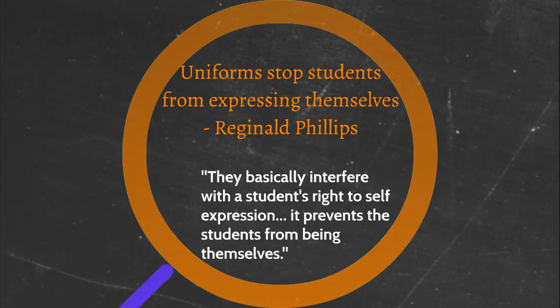Reginald Phillips, on the other hand, said that they interfere with a student's ability to express themselves. So his point of view would probably be that uniforms stop students from expressing themselves. That's what he believes about school uniforms. If Reginald Phillips wrote a paper about school uniforms, it would probably be very different than the one the other lady might write. It would have different facts, a different purpose, a different perspective, and a different point of view.